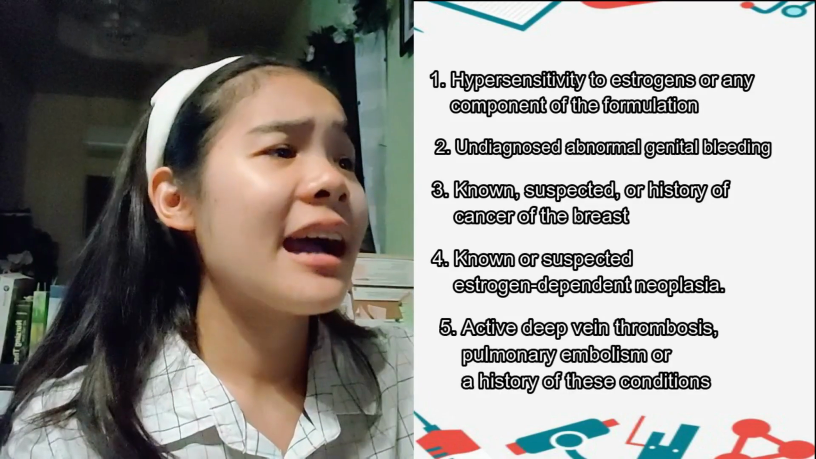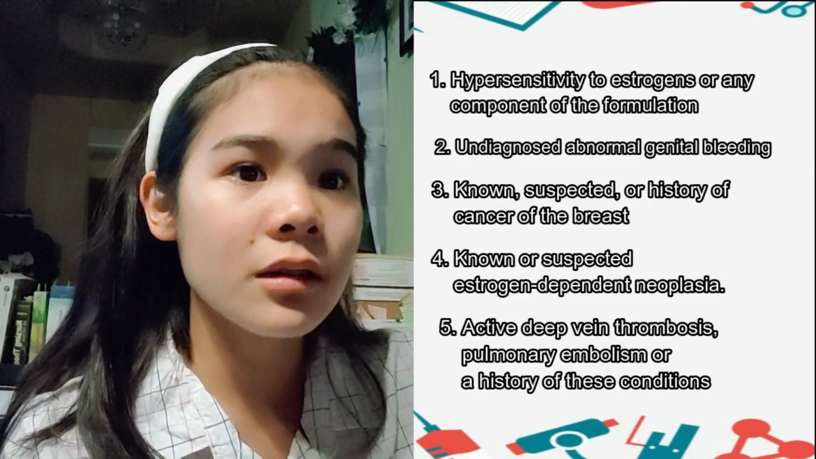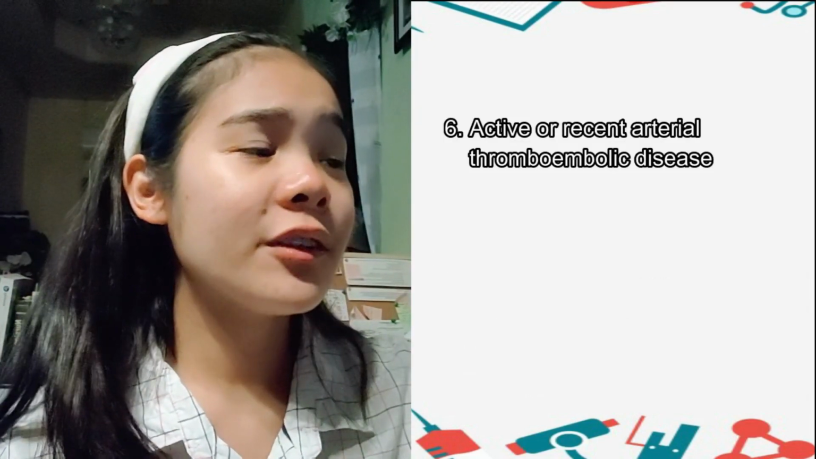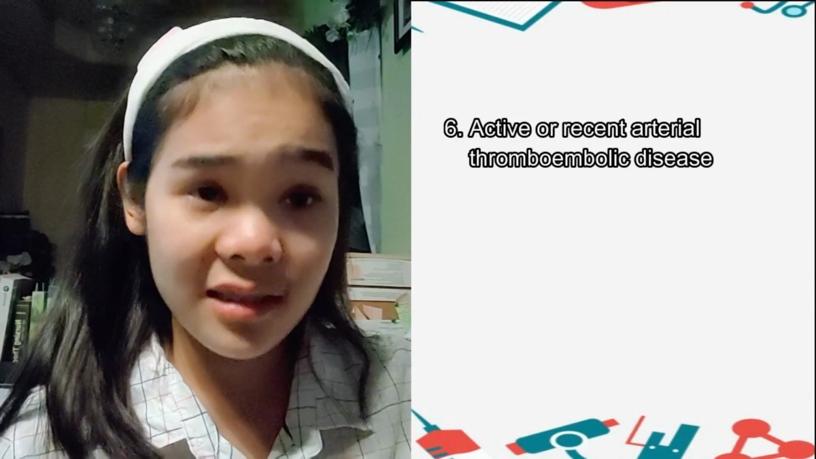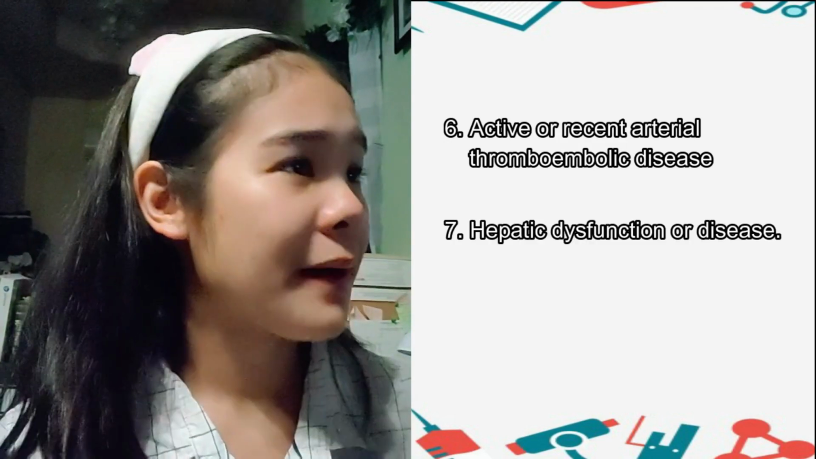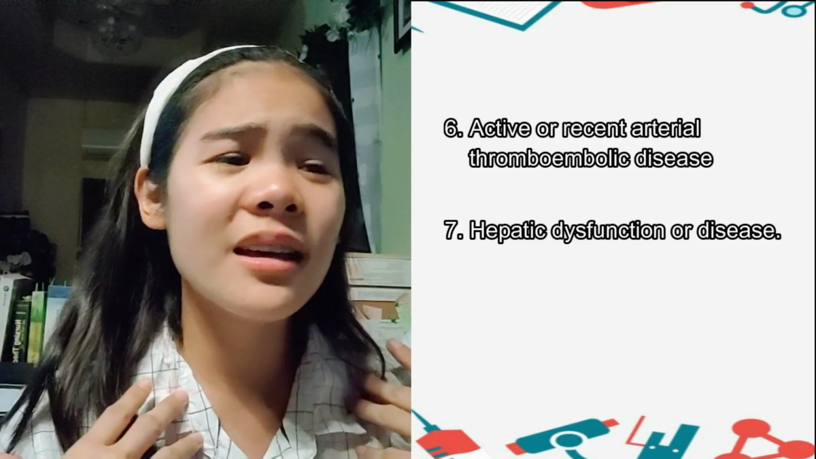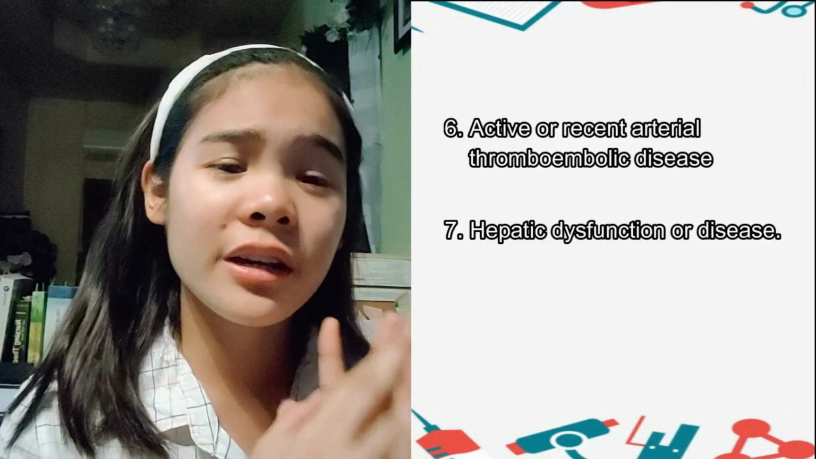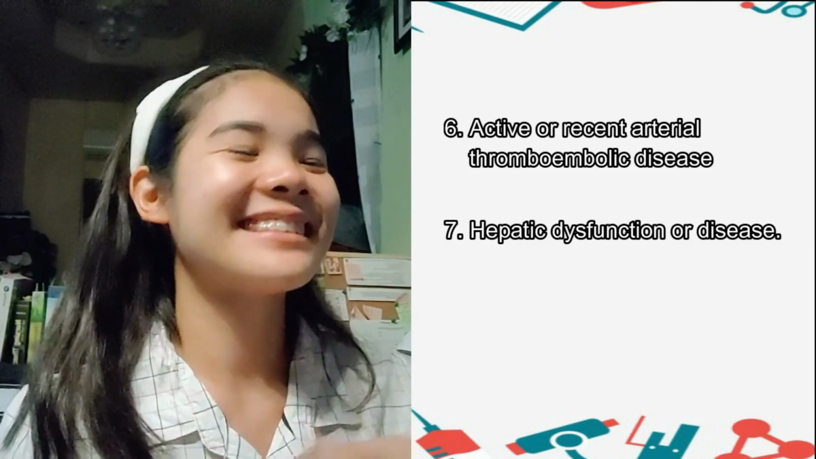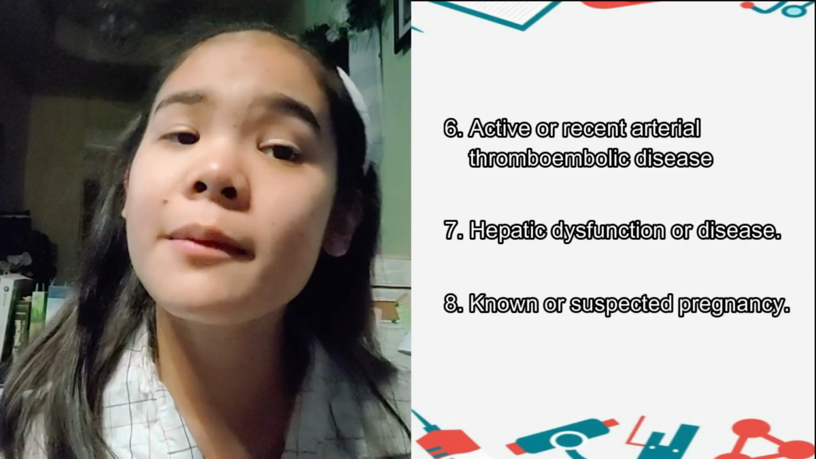Number 5, active deep vein thrombosis, pulmonary embolism, or history of these conditions. Number 6, active or recent arterial thromboembolic disease. Number 7, hepatic dysfunction or disease, because the liver has an important role in the biotransformation of me. And lastly, known or suspected pregnancy.